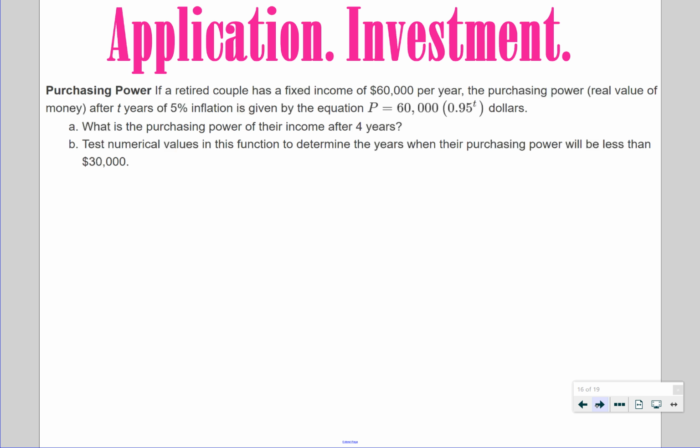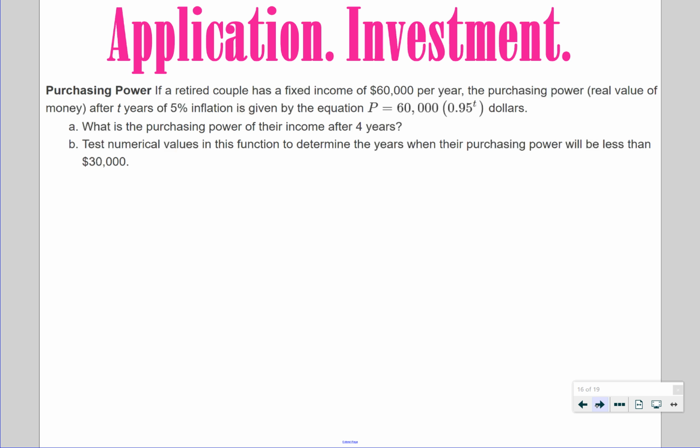Real value of money means what it's actually worth. So for example, if I had, I'm just going to make up some numbers here, $5 back in 1940, today that wouldn't be worth $5 worth of merchandise. It might be worth a lot more than that or a lot less than that. So that's what they're talking about here, the real value of the money. If they have $60,000 now, what's that actually going to buy them later on worth of merchandise, or a value of something if they invest.